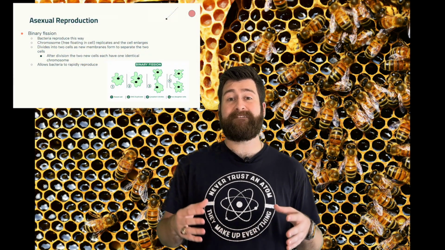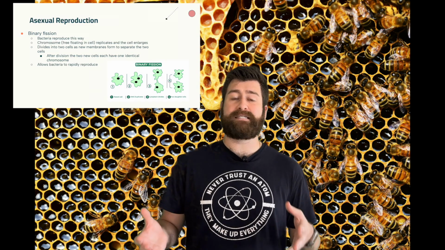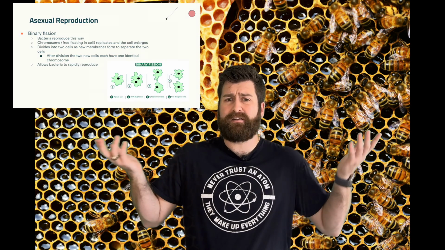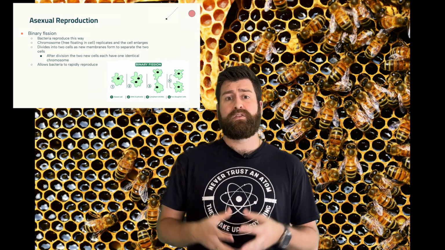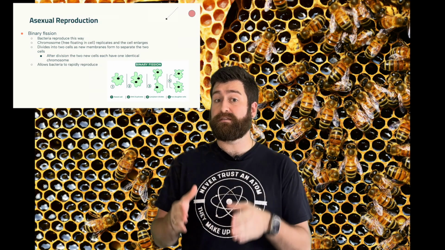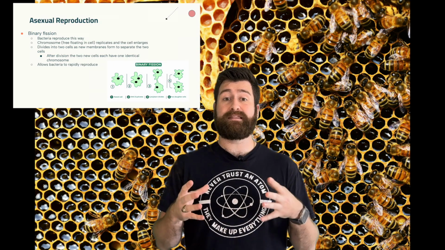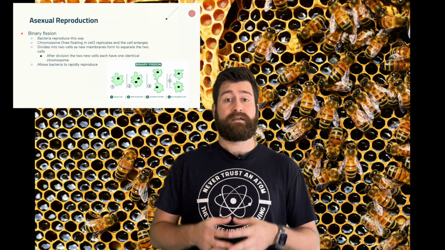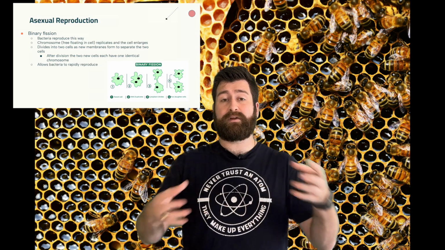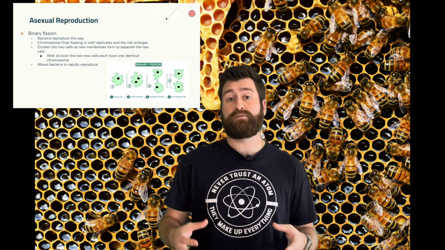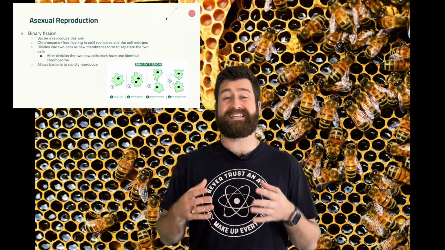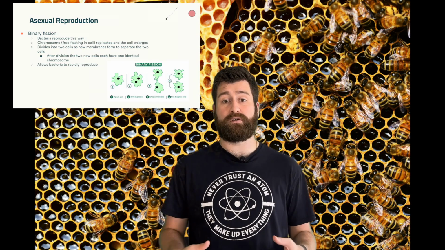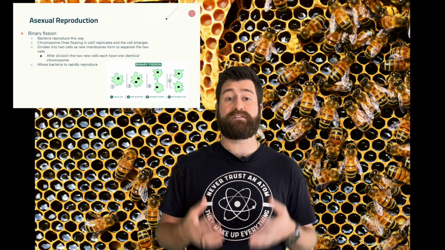So one type of asexual reproduction is called binary fission. And this is how bacteria reproduce. How does it work? The chromosome, which is free-floating in the cell, remember, replicates and the cell enlarges. From here, it divides into two cells. As new membranes form, it separates the two cells. After the two cells divide, the two new cells each have one identical chromosome. This allows bacteria to rapidly reproduce.